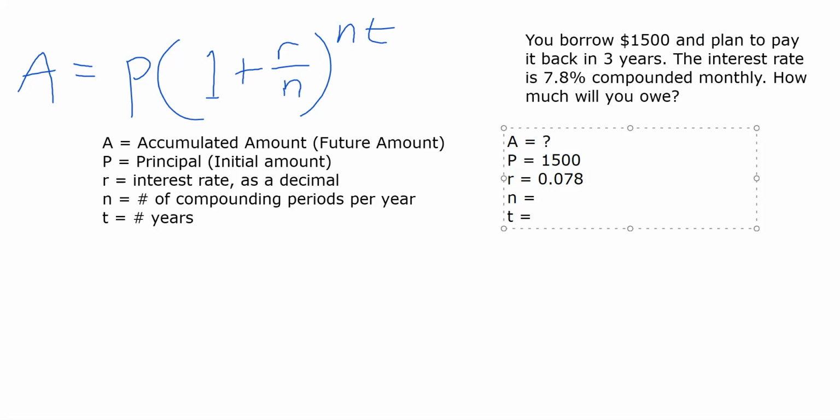N is going to be the number of times interest compounds per year. What the heck does that mean? Well, that takes its own 5-10 minute explanation. So for now, we're going to take it on a little bit of faith. If it says it's compounded monthly, there's 12 months in a year, so N is 12. Compounded quarterly, 4 quarters in a year, N is 4. Compounded annually, there's only 1 annual period in a year, so N would be 1 in that case. Finally, T would be 3 for the 3 years.